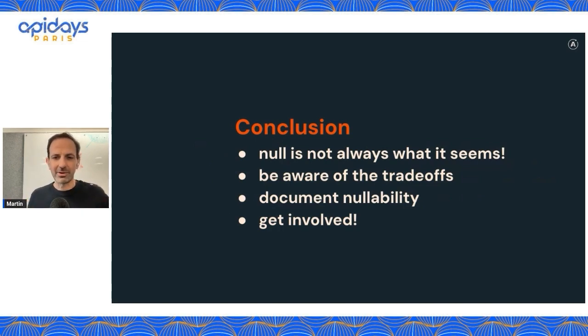So that was a lot. As a conclusion, maybe a few parting words: null is not always what it seems. So if you are a schema designer, always pay attention to the reason why you are making a field nullable, be aware of the trade-off, and most importantly, document nullability. This way, your front-end engineer gets a lot more context and information about the correct choices to make for error handling. And finally, get involved.